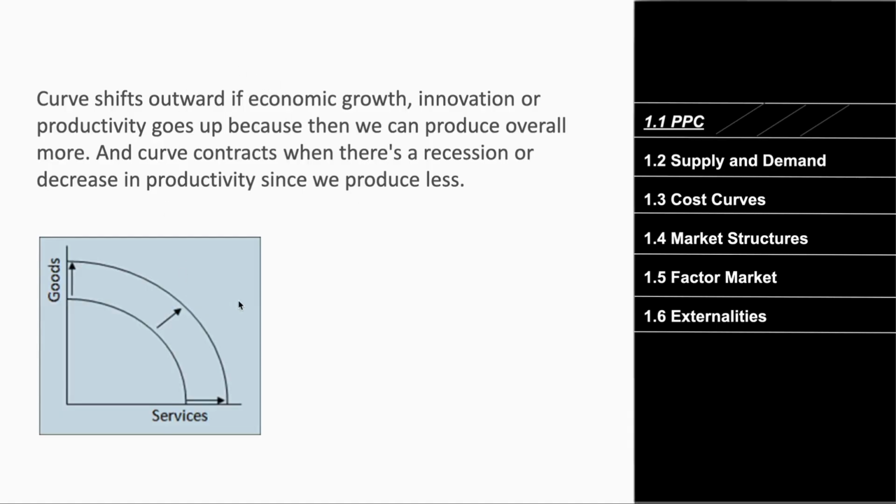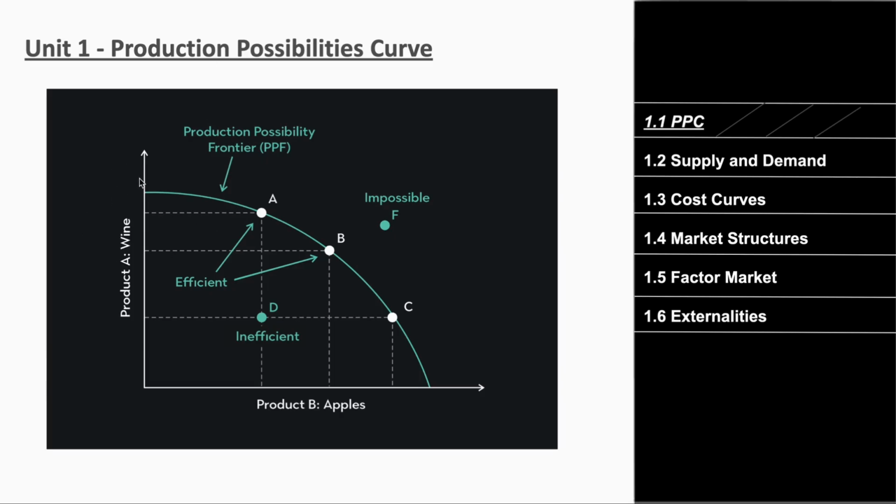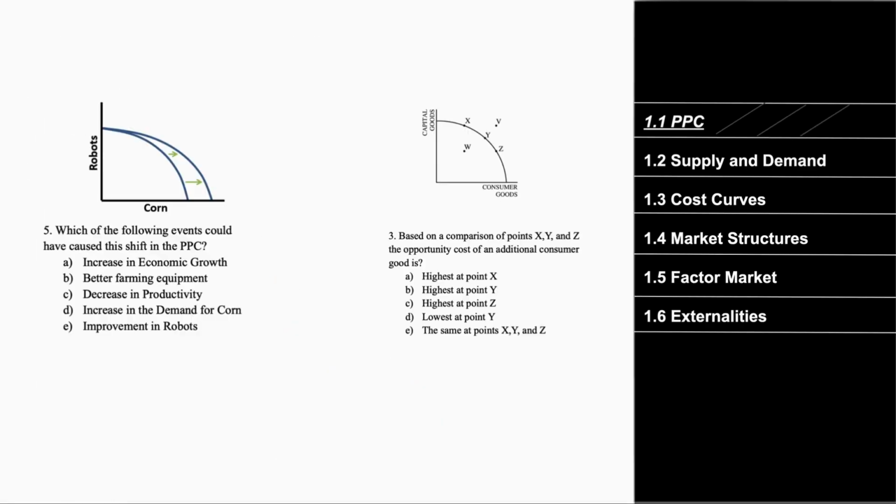Now, the curve can shift outwards if economic growth, innovation, or productivity go up, because then you can produce more goods. Let's say there's more bakeries or better baking equipment, I don't know. Then we can produce more cookies, so that goes up, and then we can also produce more cakes. Then let's say here we can pick more apples, or we have better apple picking technology. That doesn't really increase the production of wine. So the graph is just going to expand over here because we can produce more apples, but we can't produce more wine. So now let's practice a little bit.